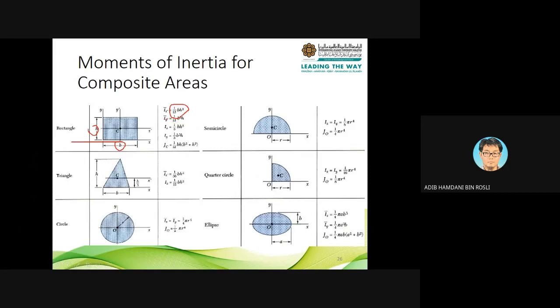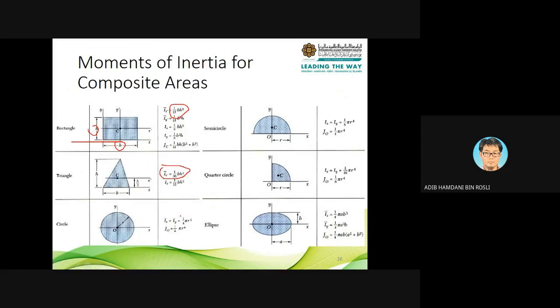Same goes to this one. For I y, it is 1 over 12 h b cubed. Basically it means that it is 1 over 12 times the length which is parallel to that axis times the length that is perpendicular to that axis, cubed. That's what it means. All right, so you have this, and for triangle it is 1 over 36 b h cubed.